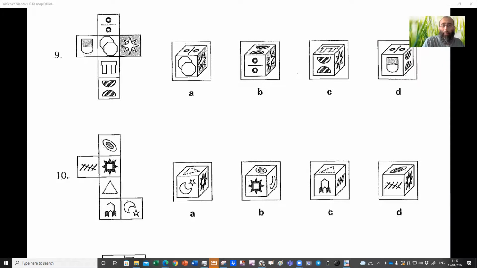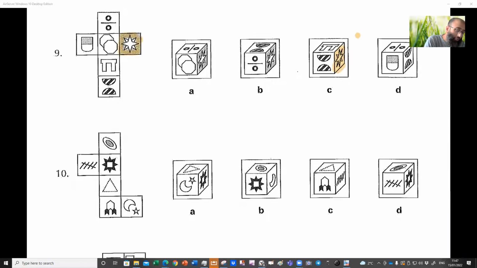Question number 9. Back to you, Sarah. Question number 9, I got C. Okay, question number 9 is not C because this shape here doesn't exist. It has to be shady gray. Oh. There's no gray shade, so C is wrong. Okay, let's have another go. Is it A? For number 9, the answer is not A. Anybody else? B. It's B.